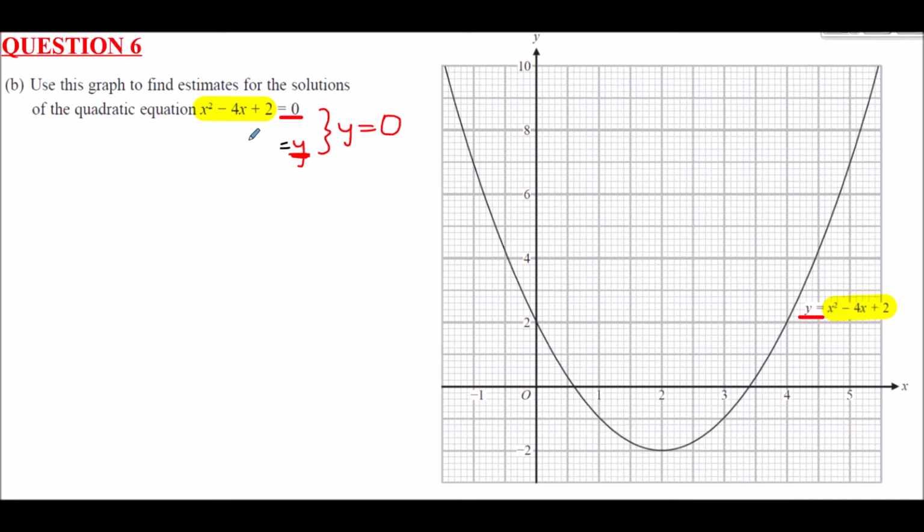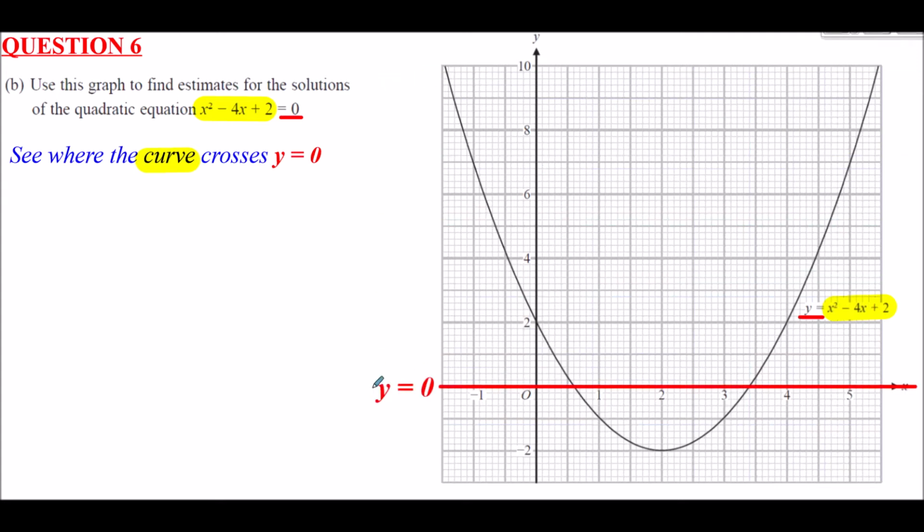So what we need to do in plain English is just see where the curve crosses the line y equals 0. Now the line y equals 0 is a horizontal line cutting y at the origin. So it's this red line here, right on the x-axis. You can see this parabola cuts y equals 0 at 2 points here and there. Read off those x values, and those x values are your estimates for the solutions to this quadratic equation.